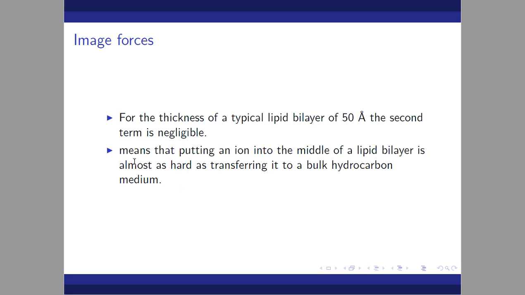Meaning that putting an ion into the middle of a lipid barrier is almost as hard as transferring it to a bulk hydrocarbon medium. So what this text is going to say is that it is quite difficult for the ion to pass through our membrane or our lipid bilayer.